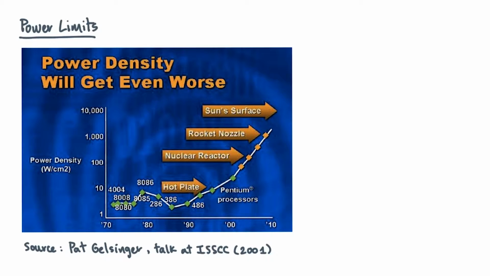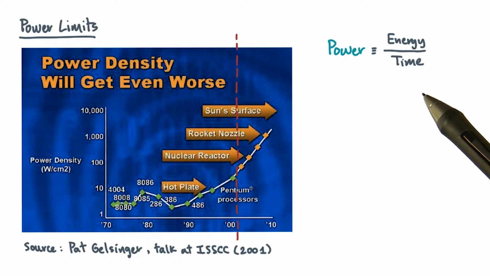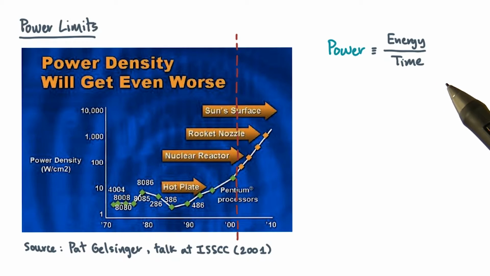The chart tracked power per unit area, or power density, across several generations of Intel's microprocessors. It tracked these up until about 2001, the time of the talk, and then extrapolated into the future. So what is power? Power measures the rate of energy burned or consumed per unit time. Power is usually measured in units of, say, joules per second or watts.